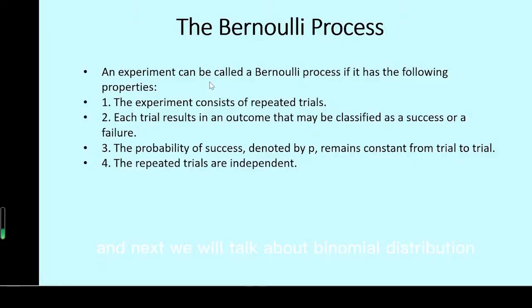Next we will talk about binomial distribution. It comes from the so-called Bernoulli process. A Bernoulli process is a process with a binary result. The result will be a success or failure. Each trial in the Bernoulli experiment has a success rate called P, and this success rate remains constant from trial to trial. Each trial is independent from the other trials in this experiment. So this is the Bernoulli process.